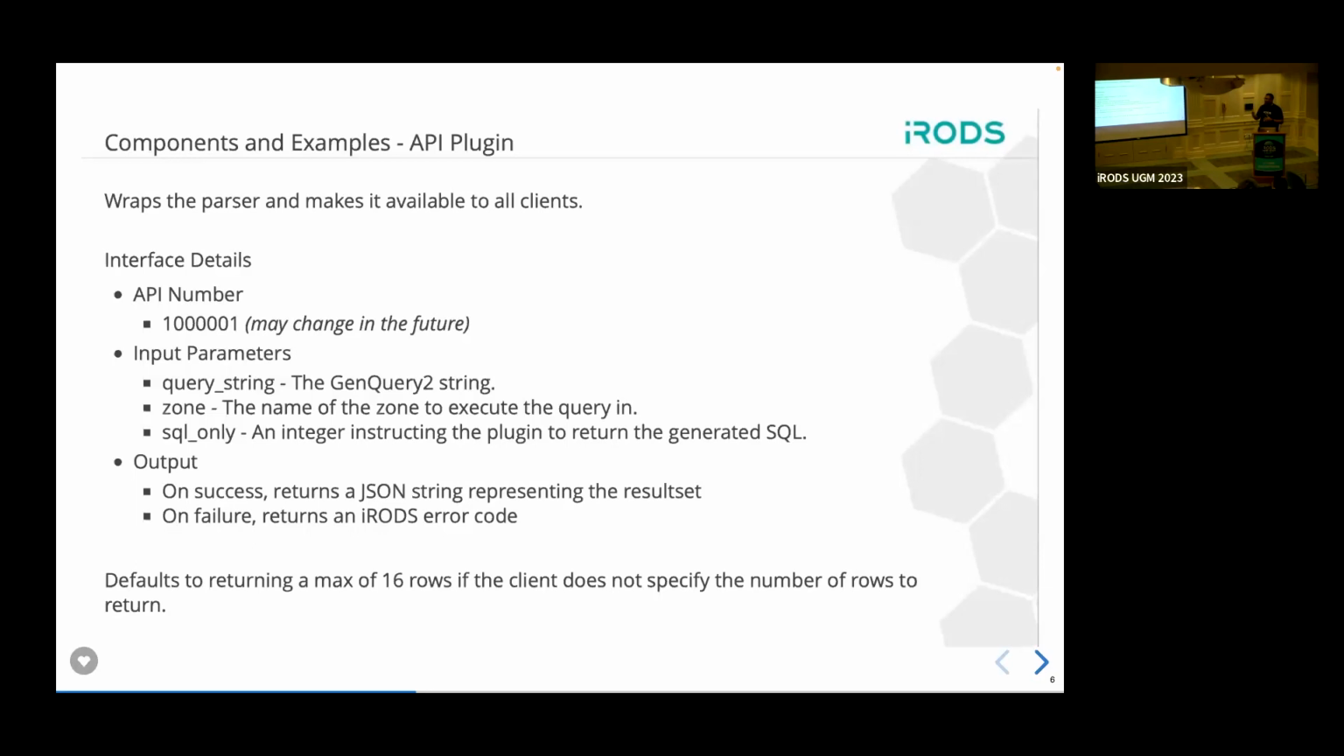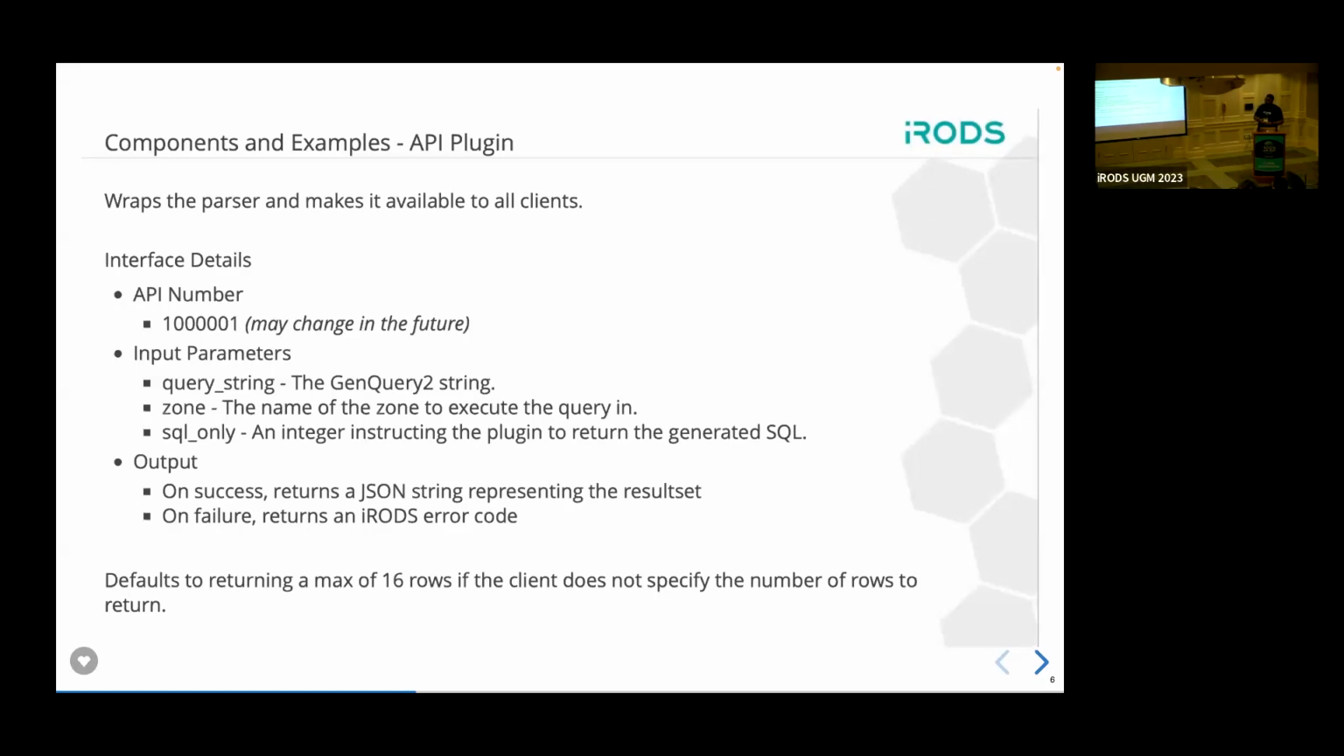Zone is an optional parameter that you can use to specify, hey, I want to run this query in some federated remote zone. And SQL only is essentially a Boolean value, which you can use to tell the API plugin, just give me what you would run. And we'll see examples of some of these things later on.